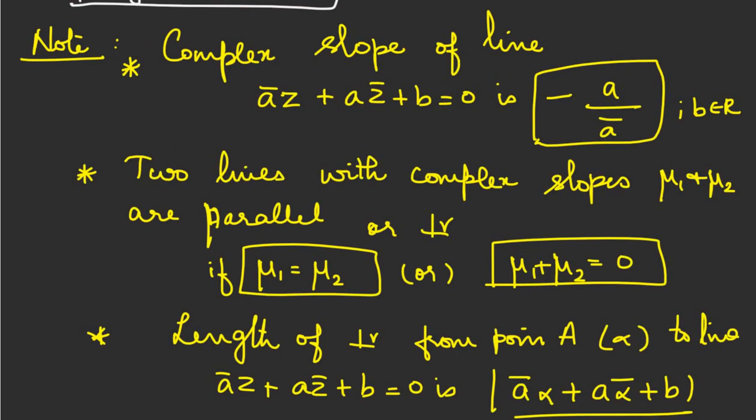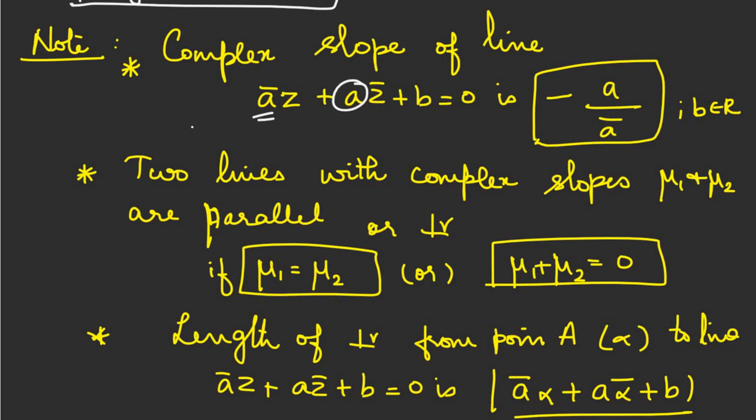Note that the complex slope of the line a bar z plus a z bar plus b is equal to 0 is minus a by a bar. Compare this with the line equation ax plus by plus c is equal to 0. So slope will be equal to minus b by a. So here it is minus of a divided by a bar.